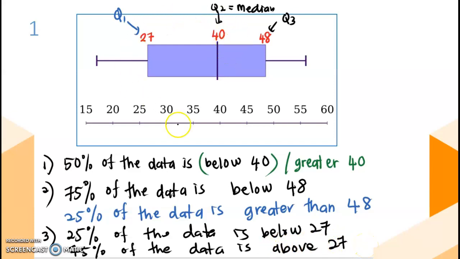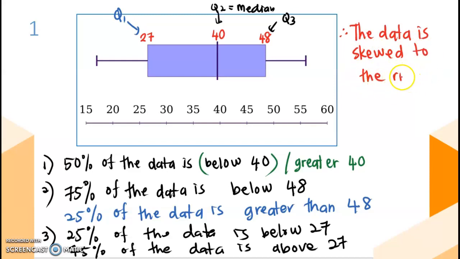And last but not least, we are going to comment on the skewness of the data. Look at the whisker and the box. The median is 40, so the box and whisker is longer to the left. Okay, the longer side will be the left part. So our skewness, the data is skewed to the left, because the left side is longer than the right side.